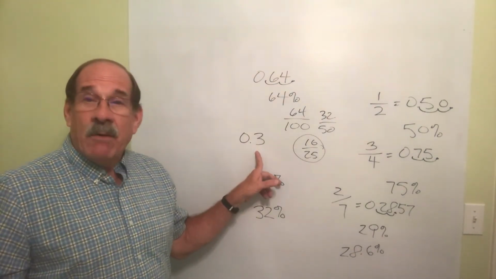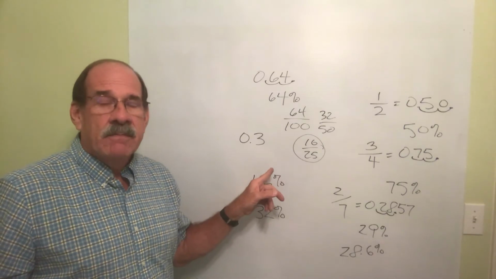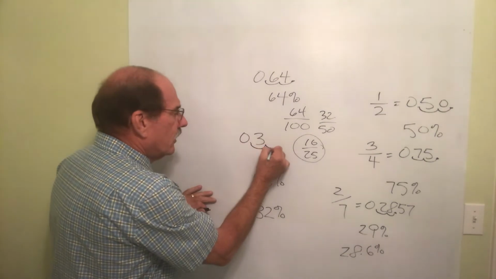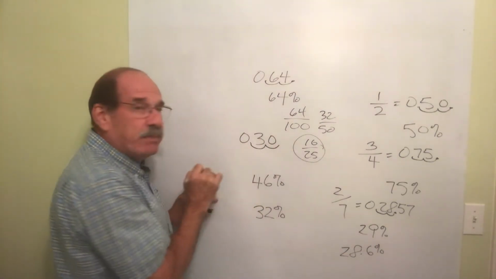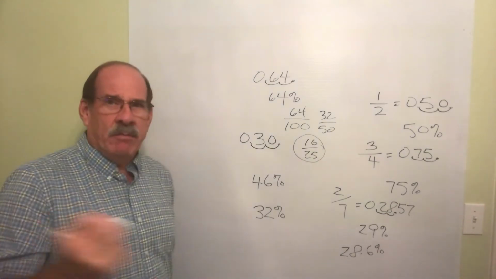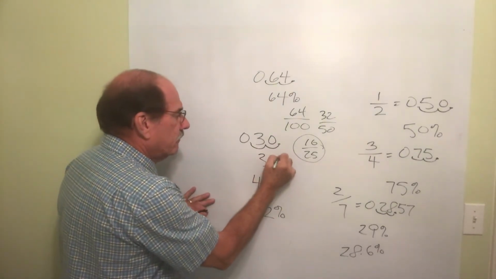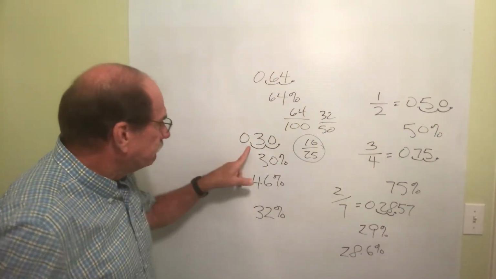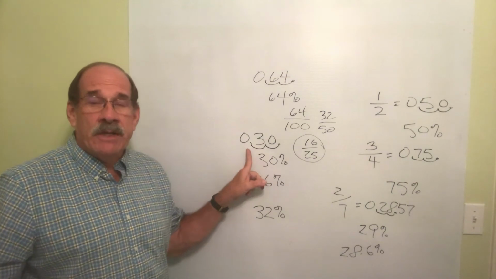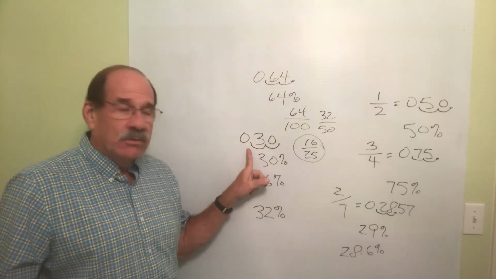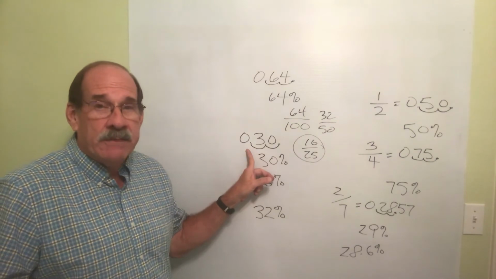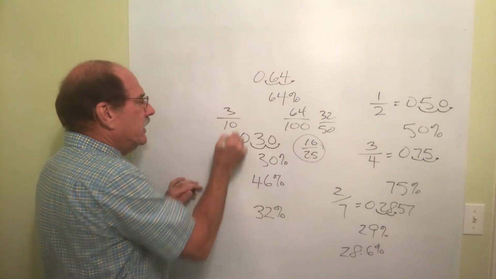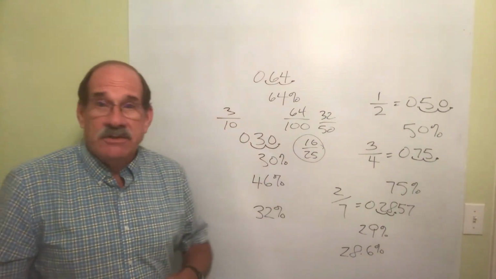0.3. Well, how would I convert that to a percentage? I move the decimal 2 places to the right. 1, 2, but I got to put a 0 there to take up the space. The dot ends up there. And what number is that? 30%. How would I have converted 0.3 into a fraction? Well, how else could I have said 0.3? I could have said 3/10. Well, write it. 3/10. That's already reduced. That's as good as it gets.